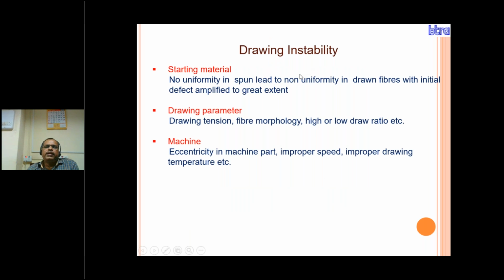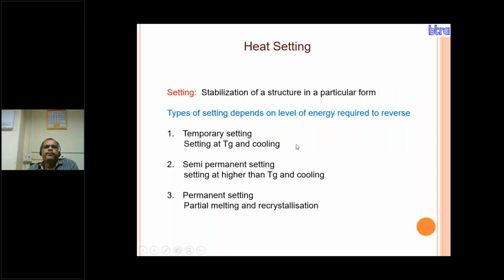Drawing instability means that if the setting material is non-uniform, then after drawing this will increase. The drawing parameters also create drawing instability, such as drawing tension, fiber morphology, and higher load ratio. Machine eccentricity in machine parts, improper speed, and improper drawing can also create drawing instability and affect the property of the filament.